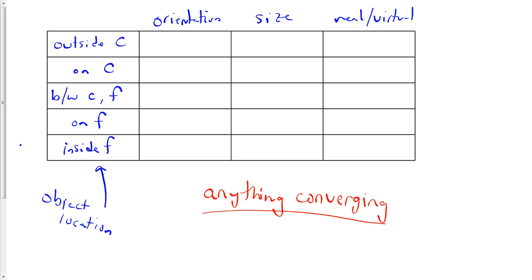Outside C, the orientation is inverted. On C, the orientation is inverted. Between C and F, the orientation is inverted. On F, that's nothing. Inside F, upright. So there's only one outlier in that column. Everything's inverted for converging stuff except for inside the focal point.